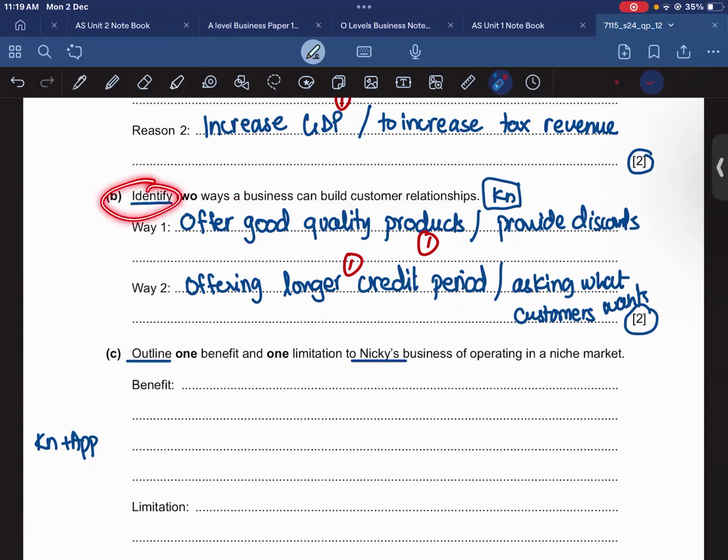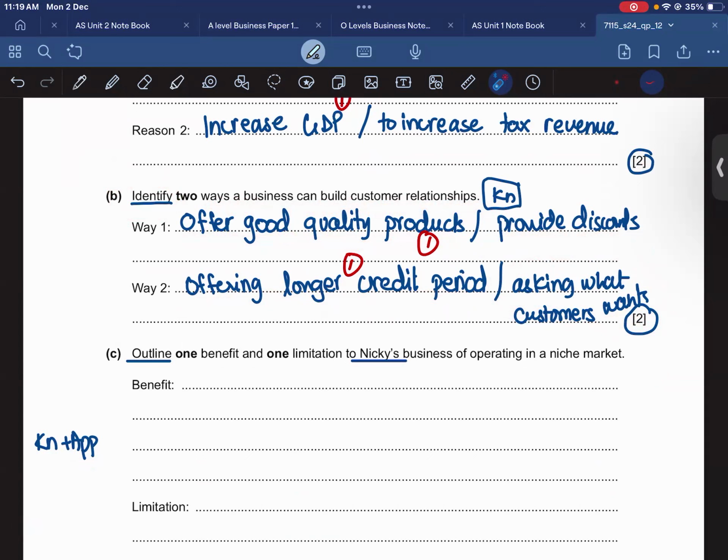So identify two ways a business can build customer relationship. 2 marks are available. So for that, you're going to write, of course, offering good quality products, providing discounts, offering longer credit periods, and asking what the customers want. You can write all these points and build an excellent customer relationship.